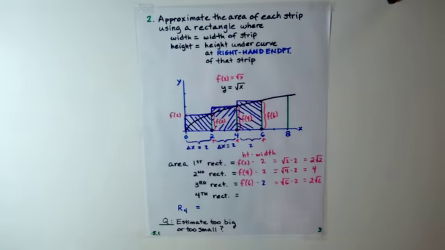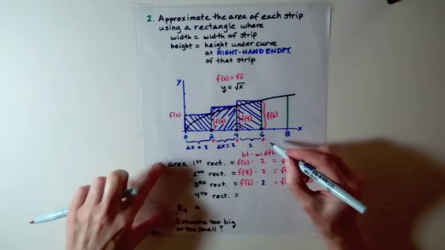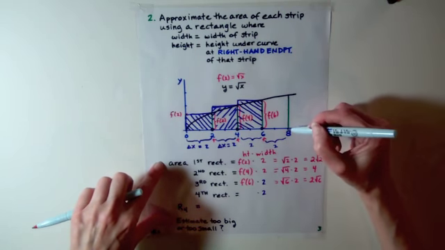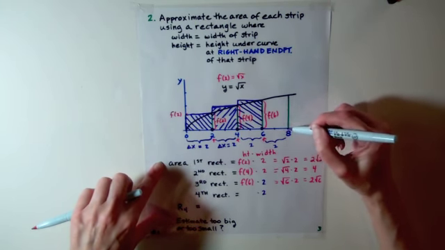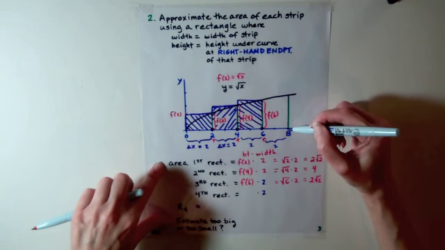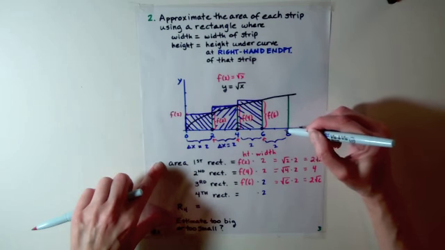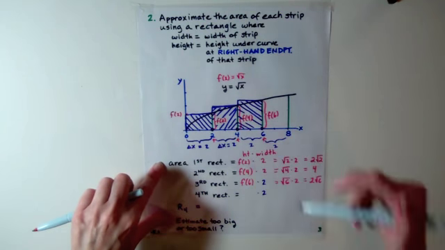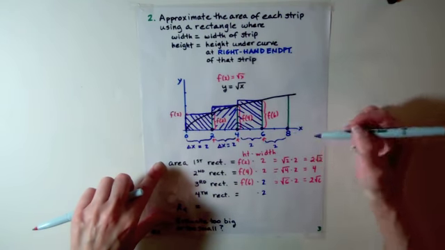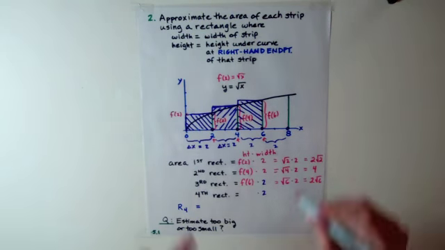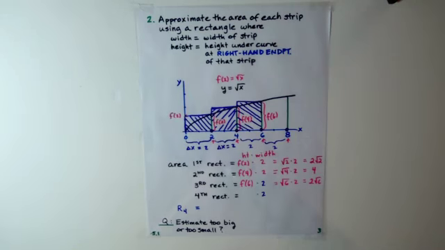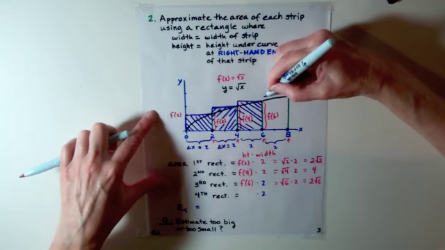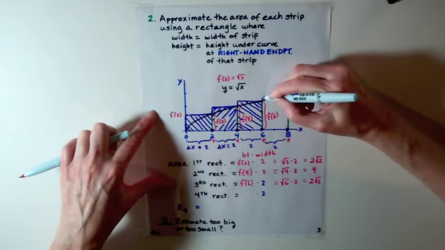And I do the same thing for the last rectangle. Its width again is 2. And I want to create a rectangle that's as high as the height underneath the curve at the right-hand endpoint of that strip. And when I concentrate on the x values from 6 to 8, that would be the x value of 8. So I go ahead and create my rectangle to have this green height, and I would end up with a rectangle that looks like this.